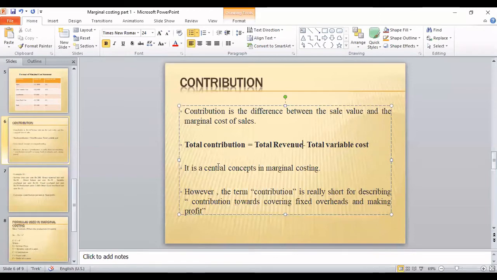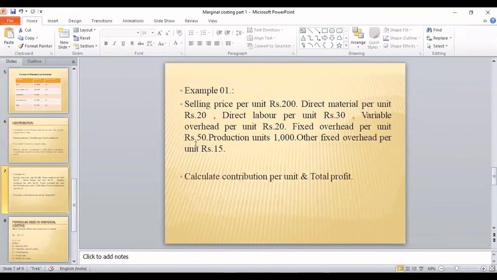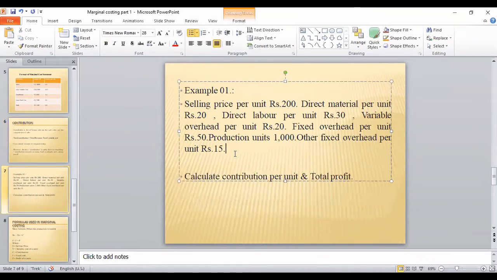This contribution is a very important part. We can say it is a central concept in marginal costing. All problems revolve around this point. If you know the contribution, you can solve the maximum part of any problem in marginal costing. Is this part clear, everyone? Yes, sir. Okay, fine. Then the next one is a simple example I have taken here.